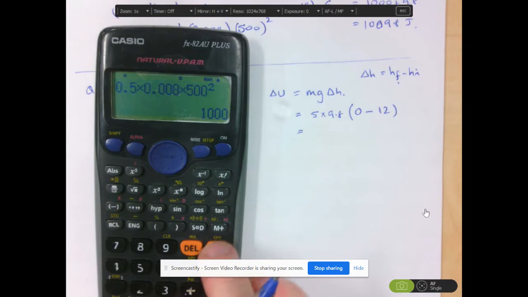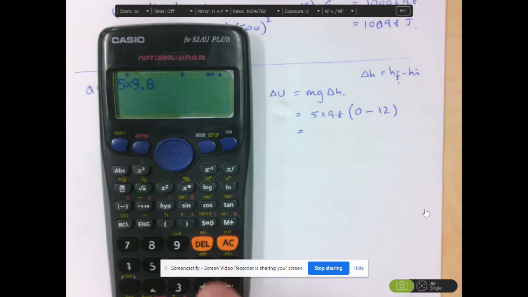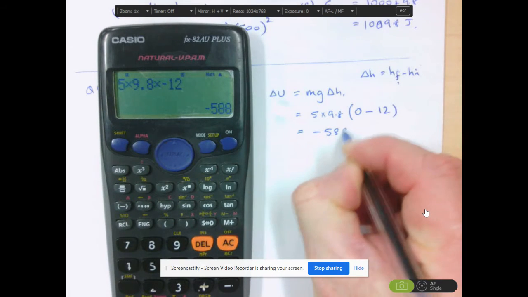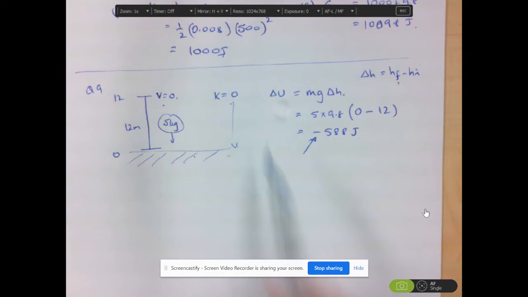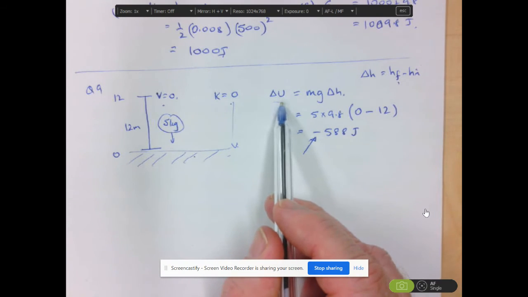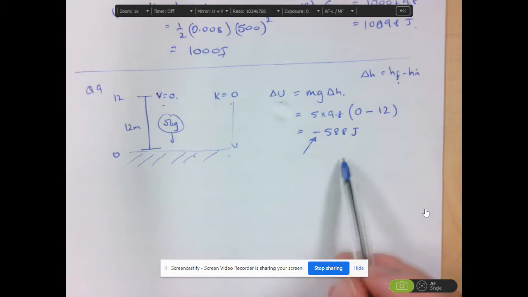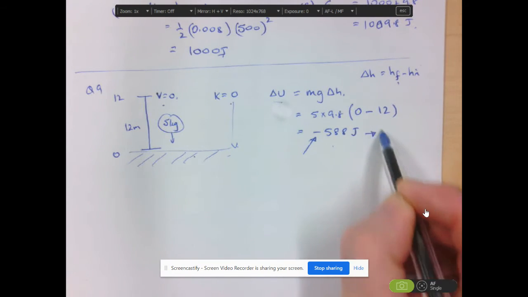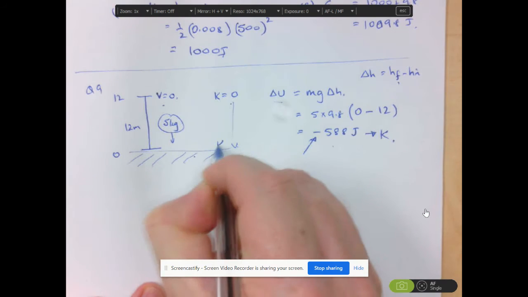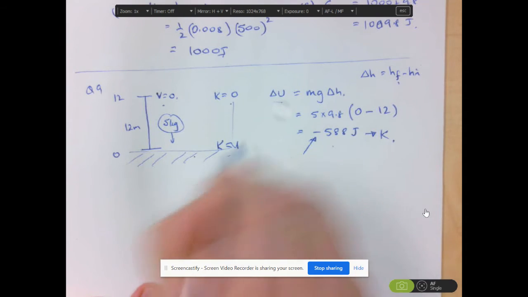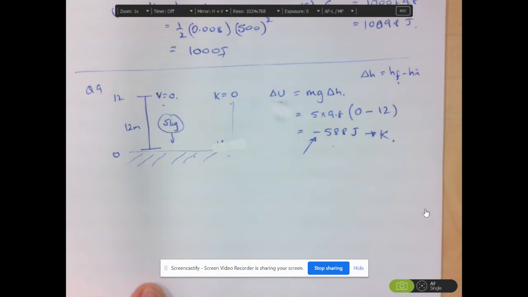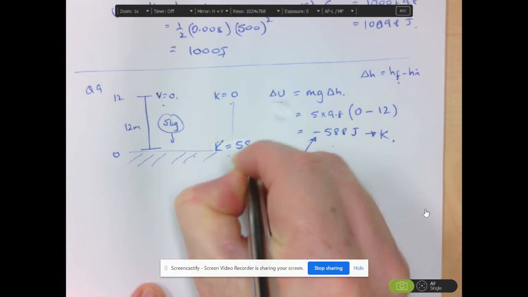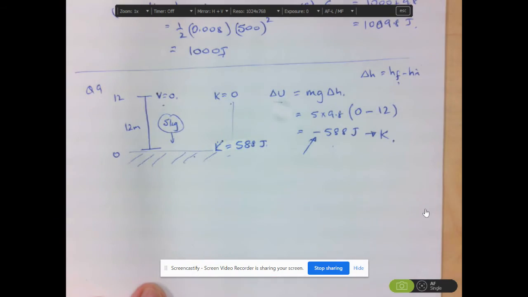And putting that into our calculator, we get 5 times 9.8 times negative 12. And that's negative 588 joules. What does the negative imply here? That we're losing gravitational potential energy. If we're losing gravitational potential energy, what is it being converted into? This must be converted into kinetic. Just tidy that up so you can see what I'm doing. At the bottom here, we must have gained 588 joules of energy.